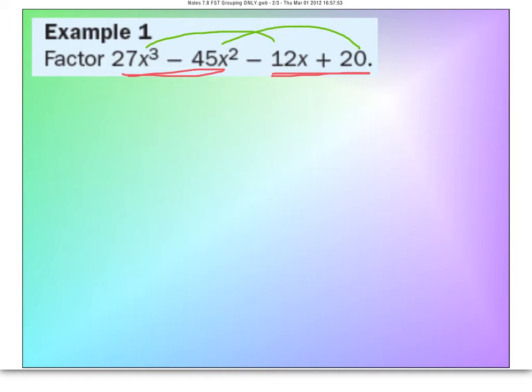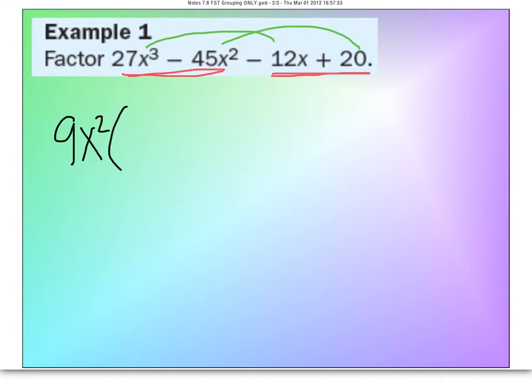What can we yank out of both of these right here? Well, here's x squared and x cubed. So at the most I can pull out two x's. So let's pull out an x squared. But then how about in terms of the numbers? That has a 9 in common and that has a 9. So let's try pulling out the 9.